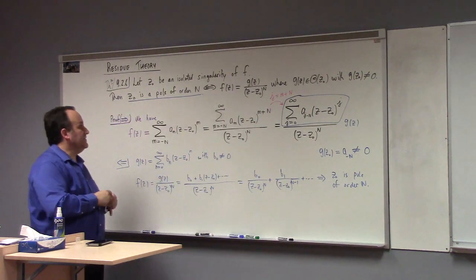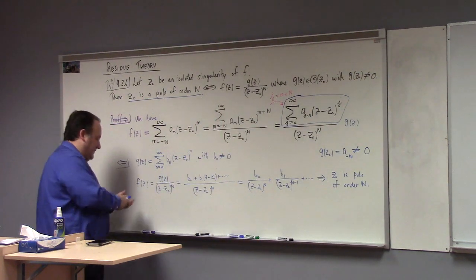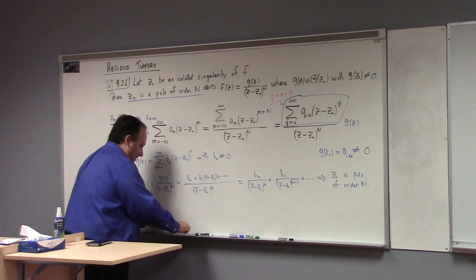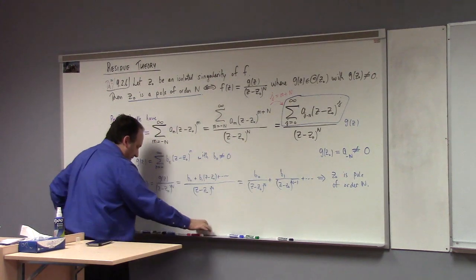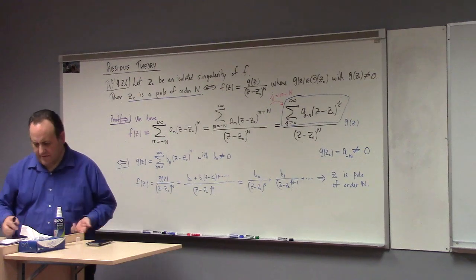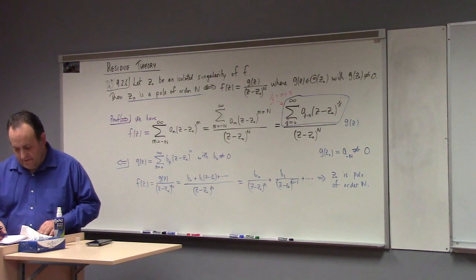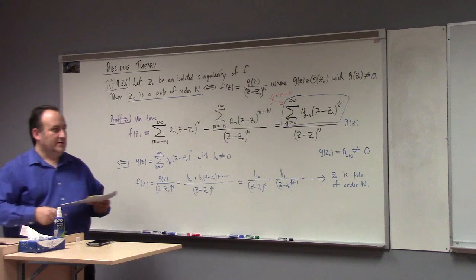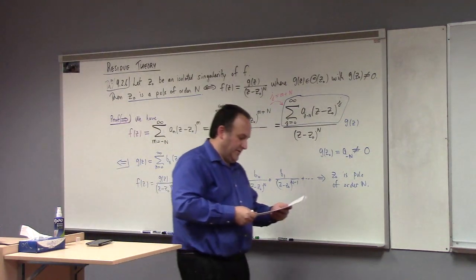Okay, so this is the analog of the factor theorem we talked about last time, right? If we have a 0 of order n for a holomorphic function, an analytic function, then we can factor out z minus z naught to the power of the order of the 0.